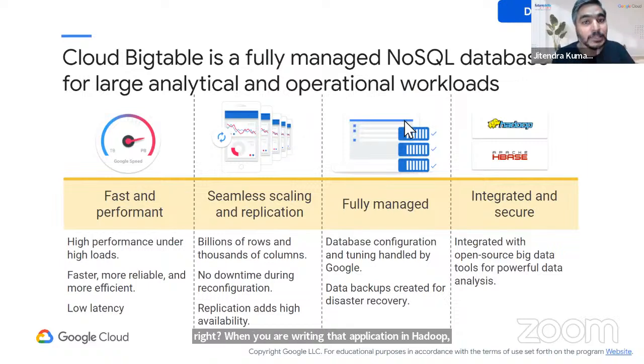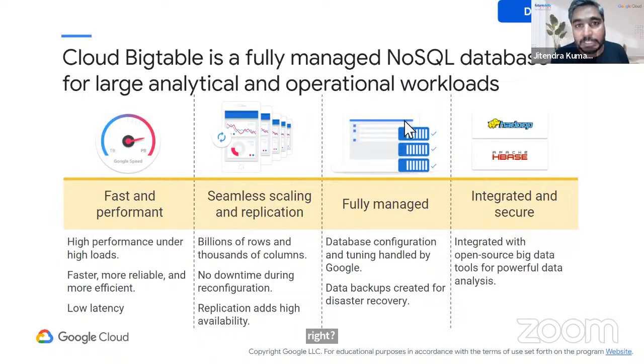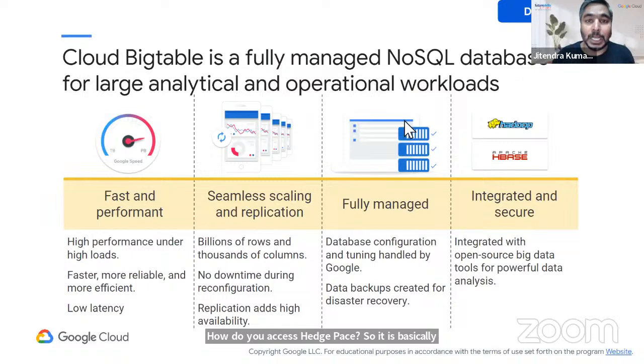How do you access HBase? So it is basically HBase APIs which are given for you to read and write from the HBase storage layer, right? HDFS basically, which is Hadoop file system. Now, when you replace Hadoop file system with Bigtable, you don't have to make any changes on the application side. And why so? Simply because Cloud Bigtable is HBase API compatible. You can keep the same piece of code, same HBase API will be able to now read and write from Bigtable, replacing your HDFS there, right?